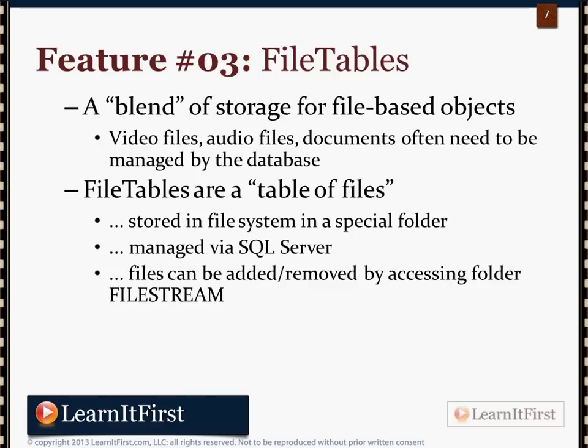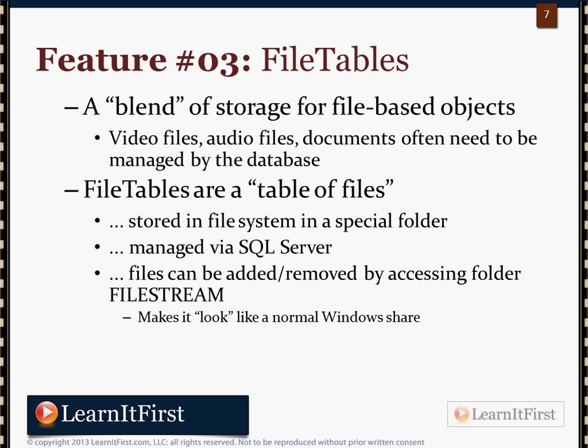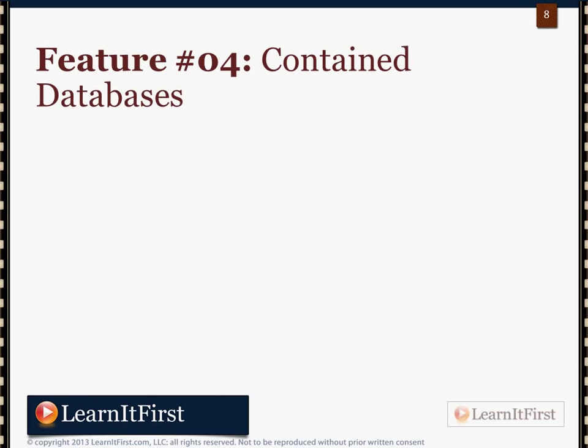The files can be added and removed by simply accessing the folder file stream. And this is kind of beyond us right here, but you have a share. FileStream makes available a share that to Windows Explorer, to Windows API, to everything else just looks like a regular folder. And you simply have your files and folders in this folder, and they get accessed. You can write to those files. You can add new files, and they automatically get added to your SQL Server. Okay, so it's a pretty interesting idea.